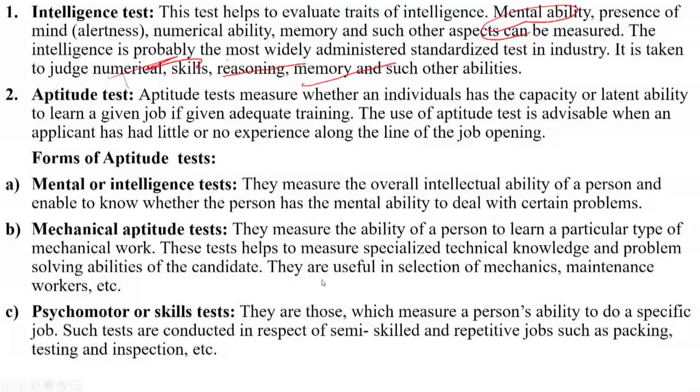The third type of aptitude test that you can see on the screen is the psychomotor or skill test. These measure a person's ability to do a specific job. Such tests are conducted for semi-skilled and repetitive jobs such as packing, testing and inspection.